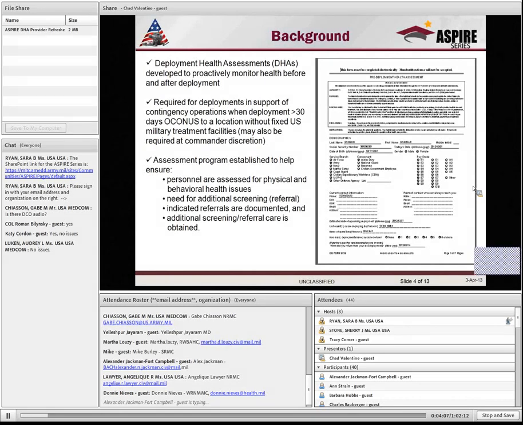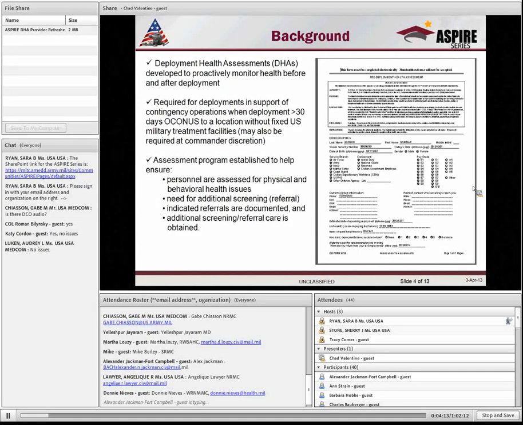These forms are required for deployments of more than 30 days without a fixed location, or a fixed MTF, medical treatment facility. This is also at command's discretion whether it's required or not. The assessment itself is basically used to ensure that personnel are addressed for any physical or behavioral health issues and the need for any additional screening, basically referrals. We also want to ensure that the indicator referrals are documented and any additional screening or referral care is obtained. And on the right here, if you can see the PowerPoint, I have one of the forms showing you. This is the DD2795, the pre.